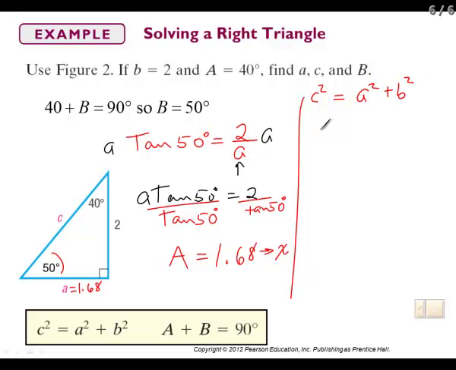And so we don't know what C is, right? So this will be C squared equals A, we know that's 1.68 in parentheses squared. We have that stored in X. Plus B is 2 squared. Okay, so that's going to be C squared equals, so we put in here, and we could just use answer, right? So that's going to be X squared plus 4. 2 squared is 4, right? So I just put 4 in there. And we get 6.816, and it goes on.